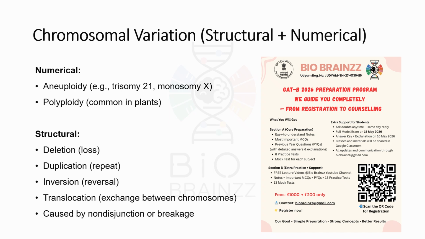Chromosomal variation can be numerical or structural. Numerical changes include aneuploidy such as trisomy 21 and polyploidy, which is common in plants. Structural variations include deletion, duplication, inversion, and translocation. These changes occur due to non-disjunction or chromosome breakage. Such variation can lead to genetic disorders and is important for understanding chromosomal abnormalities.